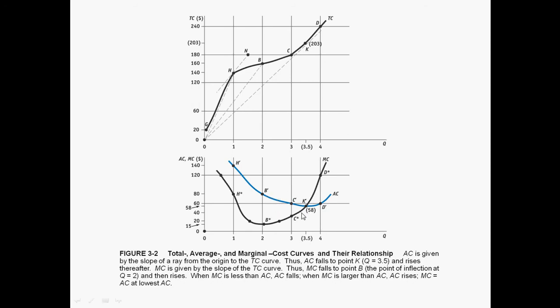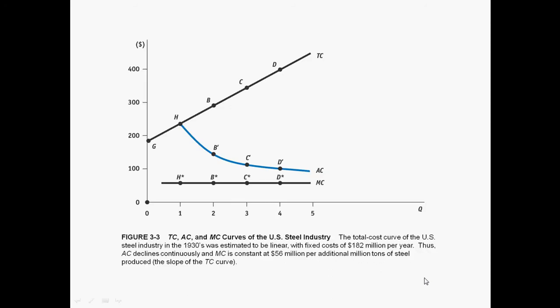If marginal cost is the same as average cost, that means that average cost is flat, and since marginal cost here is cutting average cost from below, that means this is at least a local minimum, and in this case a global minimum of the average cost function. MC equals AC at lowest cost.